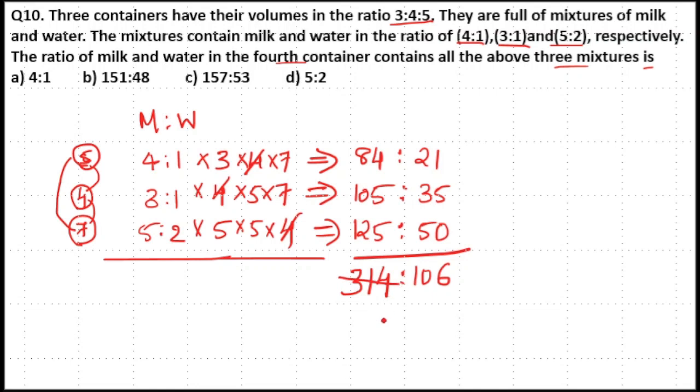When you cancel it with 2, 2 into 2, 1. 2 into 5, 10. 2 into 7, 14. So 2 into 5, 10. 2 into 3, 6. So 157 is to 53. Option C is your answer.